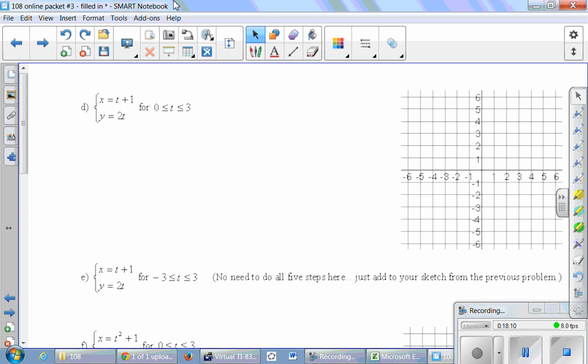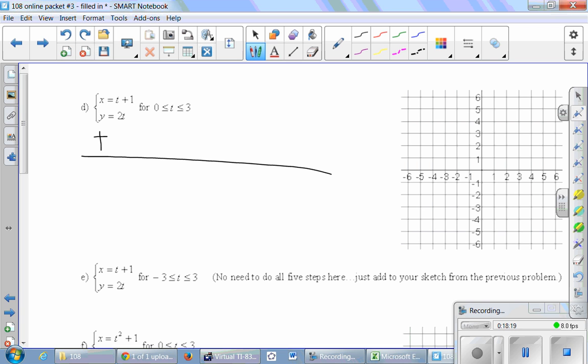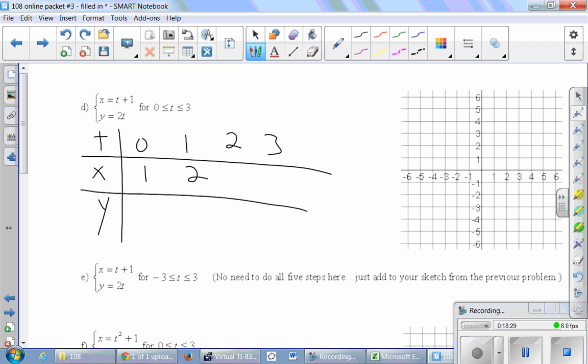D, finally something different. So let's do this one. We'll make our table. t plus 1 is the x, doubling the t to get the y. And we'll plot these points.